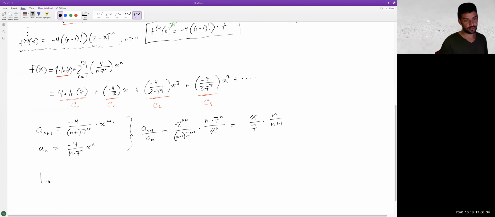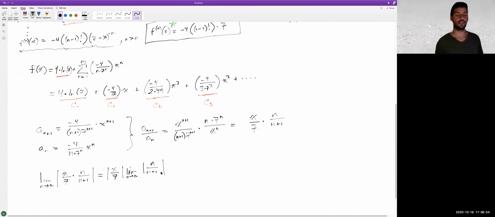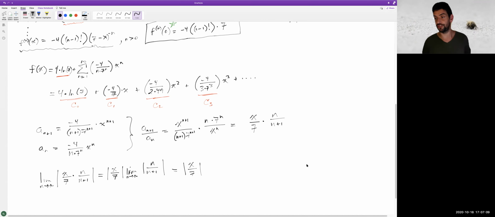So now we want to take the limit as n goes to infinity of the absolute value of x over 7 times n over n plus 1. We can pull out that x over 7. Oops, this is supposed to be a limit, not a natural log. The x over 7 is like a constant as far as this limit's concerned. As n changes, x doesn't. So n over n plus 1, as n goes to infinity, that becomes 1. It gets closer and closer to 1, I should say. And we get simply x over 7.